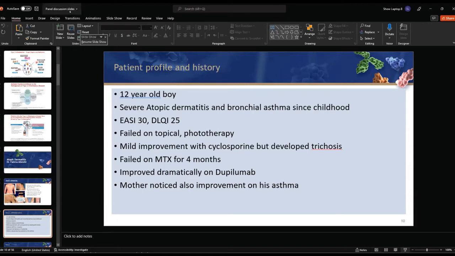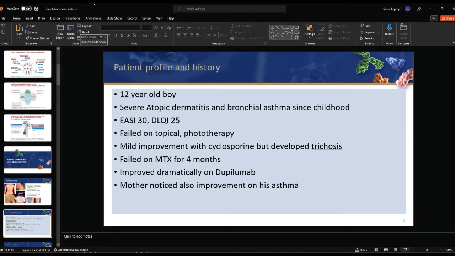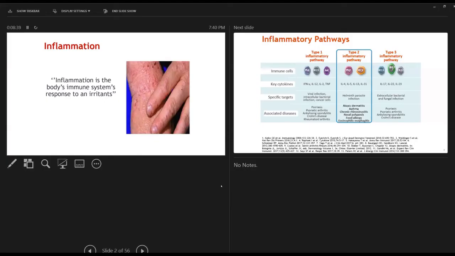He had mild improvement with cyclosporin, but unfortunately he developed hypertrichosis, and the mother decided to stop the treatment. So I moved to methotrexate at that time, and he was on methotrexate for 4 months with no improvement. And finally, after we got the approval in adolescents in 2019 in UAE, I started this patient on dupilumab.